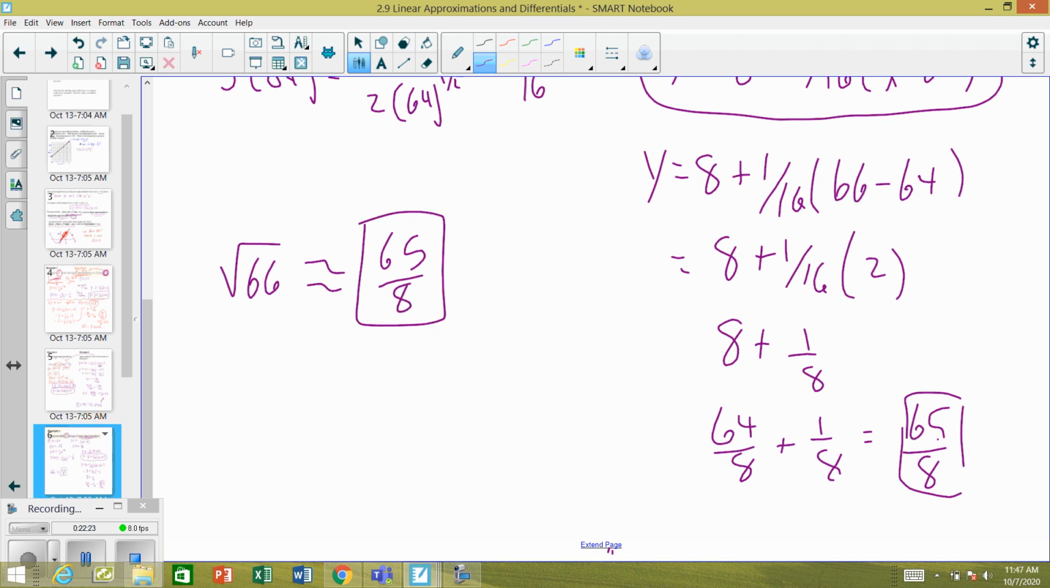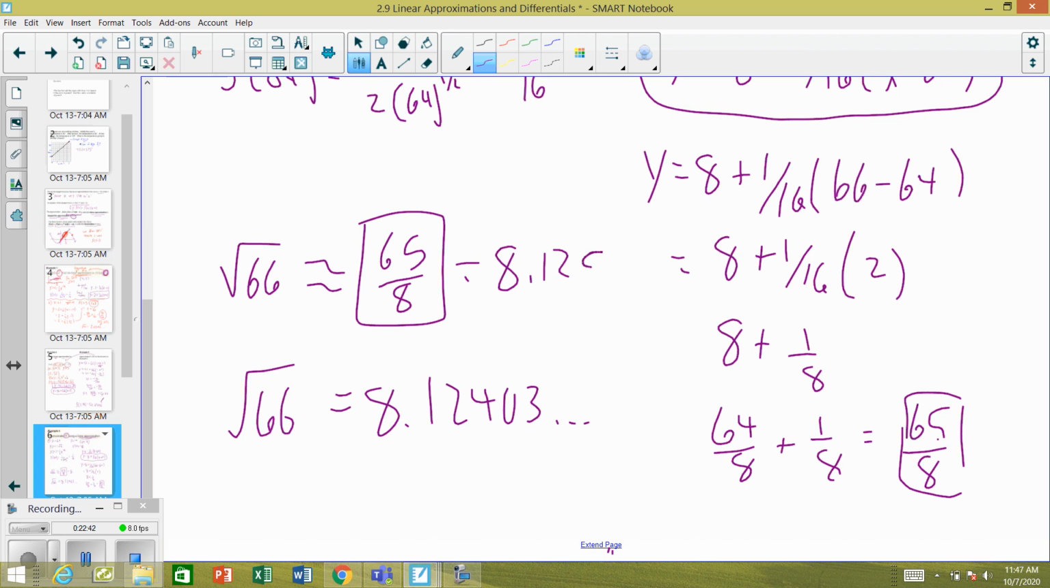Now the actual value, I took the square root of 66 in my calculator. The actual value for the square root of 66 is equal to 8.12403, blah, blah, blah, which is pretty dang close to what 65 over 8 is. Okay. So linearization is nothing crazy, and sometimes it's annoying because I approximate when I have a calculator, but the option is there if we ever need it.